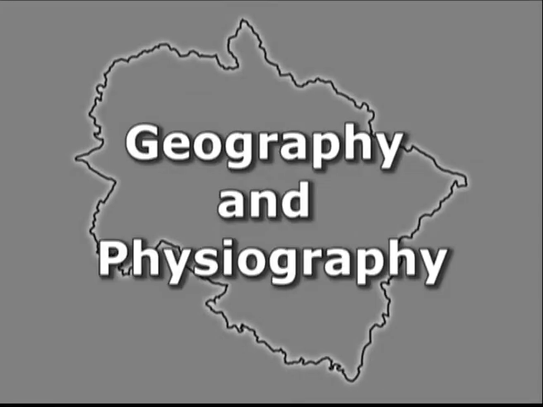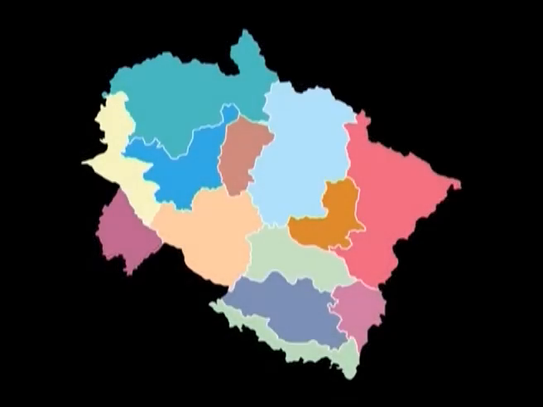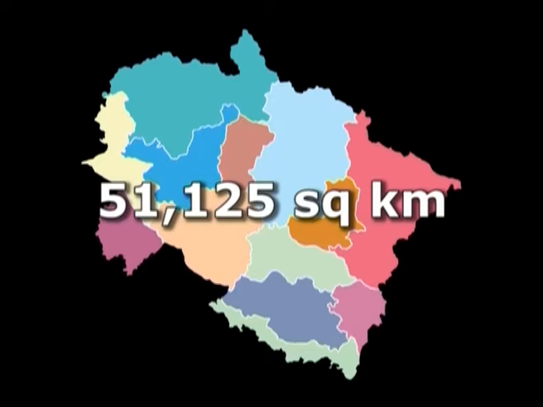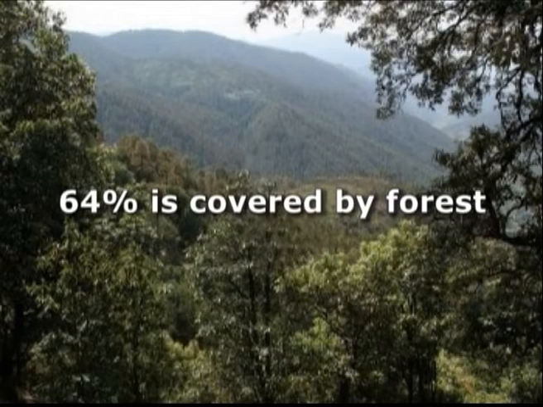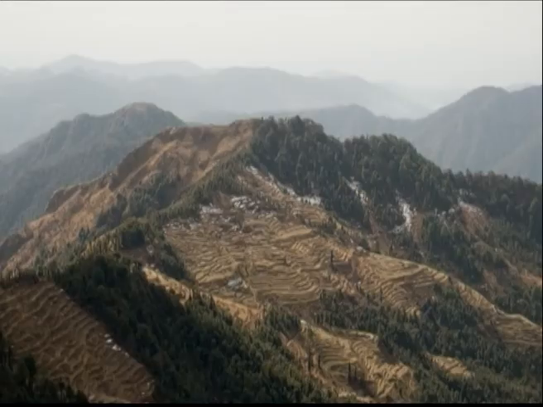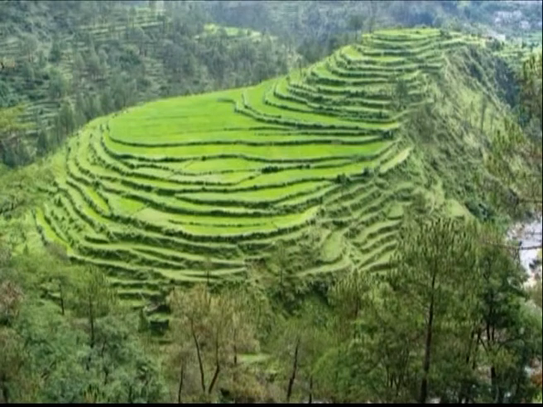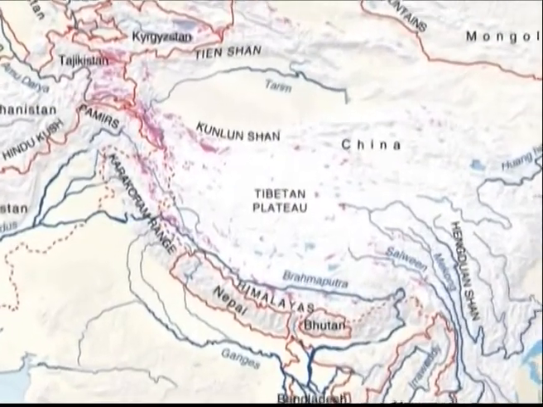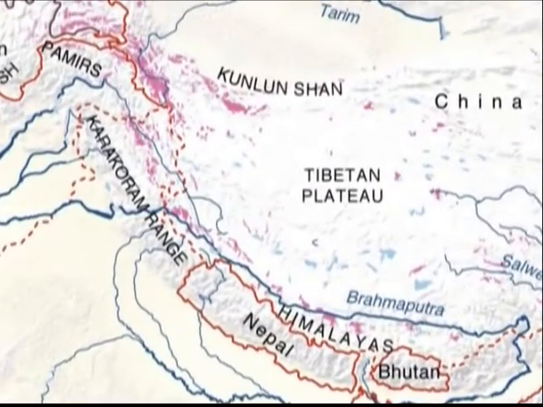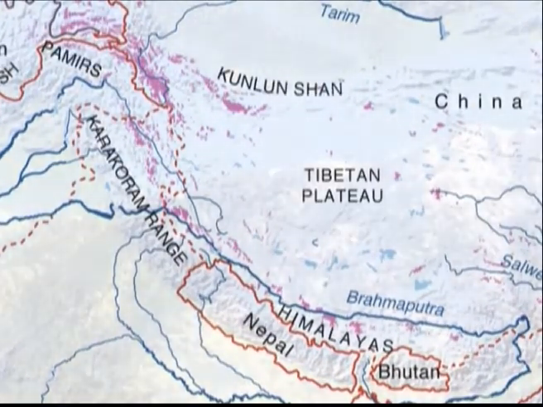Geography and physiography. Uttarakhand has a total geographic area of 51,125 square kilometers, of which 93% is mountainous and 64% is covered by forest. The climate and vegetation vary greatly with elevation, from glaciers at the highest elevations to tropical forests at the lower elevations. Most of the northern parts of the state are part of the greater Himalayan ranges.